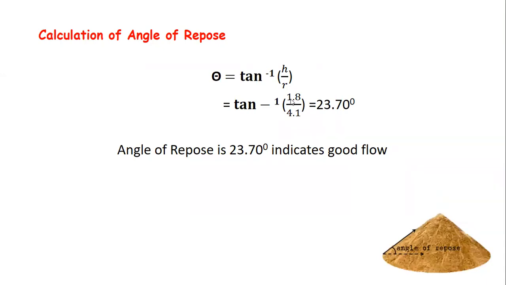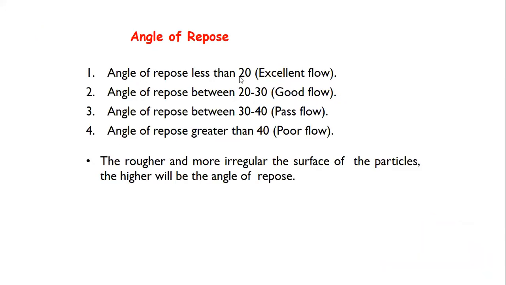So height of the heap was found to be 1.8 and the radius is 4.1, that is equal to 23.70 degrees. So angle of repose is 23.70 degrees and it indicates good flow. So here is the interpretation: if the angle of repose is less than 20, then excellent flow. Angle of repose between 20 to 30, then good flow.